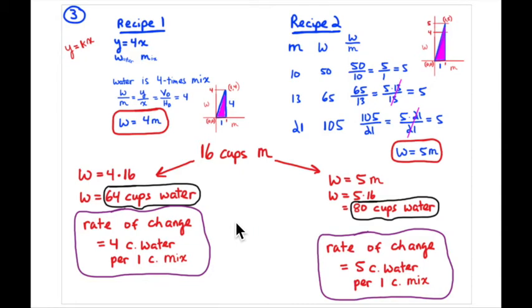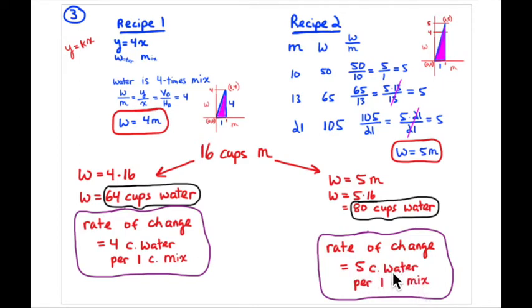All right, rate of change. The recipe on the left is 4 cups of water per 1 cup of mix. That is the rate of change. How much does the water change per 1 unit of mix? It changes by 4 units. The rate of change on the right side for recipe 2 is 5 cups of water for 1 cup of mix. So what's the rate of change? How much does it change for each cup of mix? It changes by 5 cups.